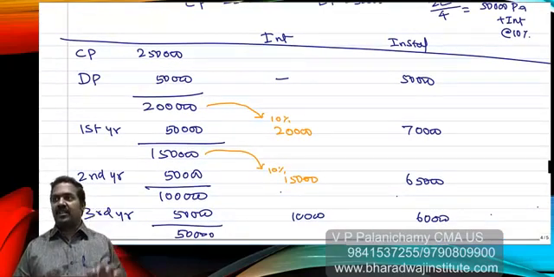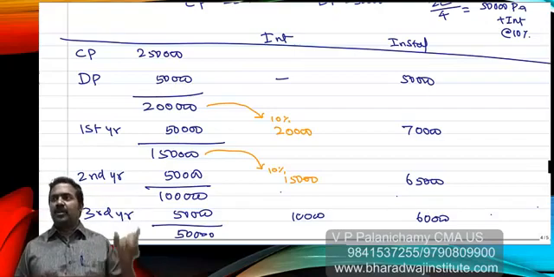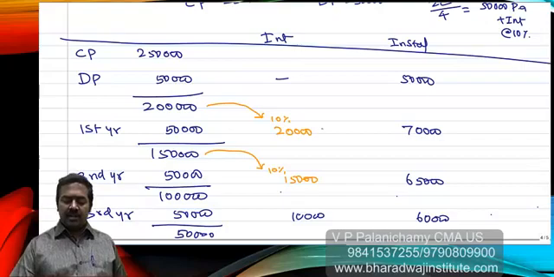Interest will come down each year because the loan amount outstanding gradually comes down. Interest also will come down each year. So this amount will be recognized in the P&L account.